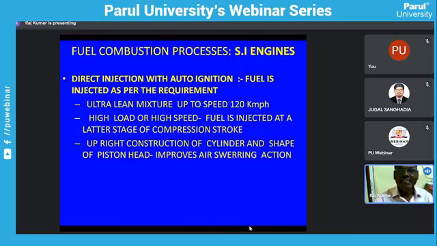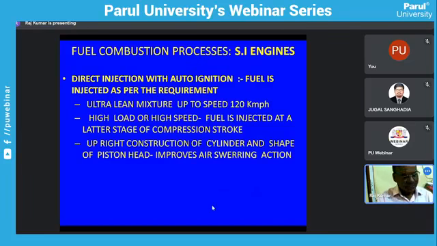This is direct injection with auto ignition, as we have discussed in the HCCI engine. The direct injection takes place inside the combustion chamber, and maximum ultra lean mixtures can be obtained by direct injection in the combustion chamber. The other benefit is, as per the load, less load or more load, the quantity of fuel is injected at an early or later stage, depending upon the requirements.